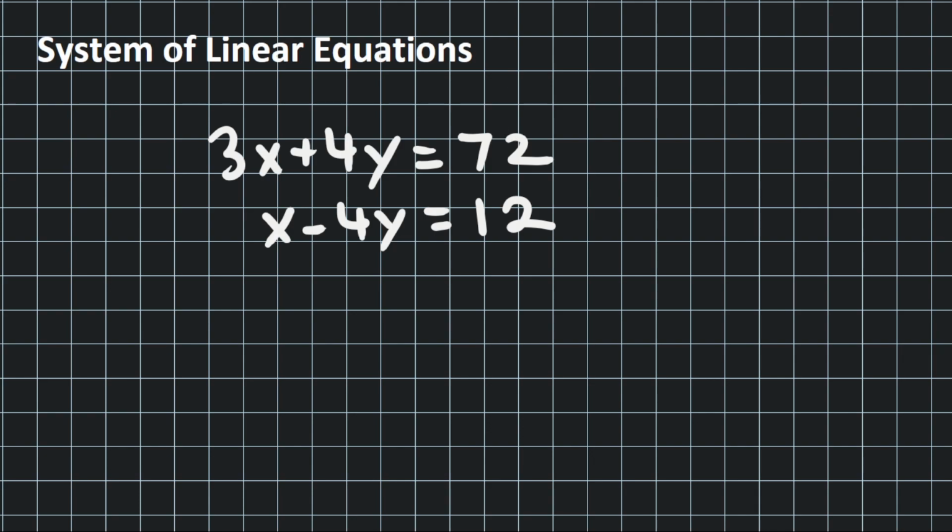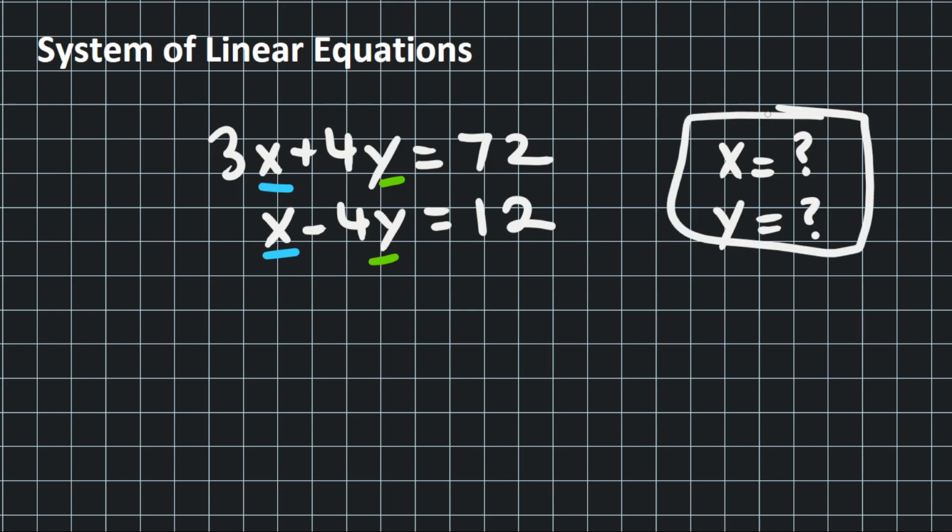So this is a system of equations. And the reason it's a system of equations is because we have two variables this time. We have x and we have y. And we want to solve for both of them. Our goal at the end, we want to get x equals something, and we want to get y equals another number. Our goal is to find what x and y equal in this system of equations.